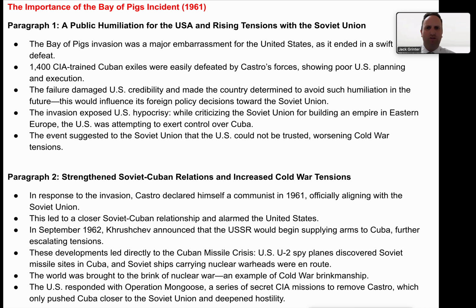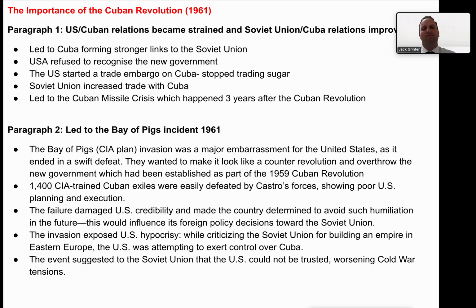So there's two important questions that you could get asked. They've never asked this one, the importance of the Cuban Revolution. It was an explain, at that time, the first question used to be explain two consequences. In 2019, the question was explain two consequences of the Cuban Revolution. But they've changed it for 2025, where it's going to be explain one consequence. So with this, why is it important? I'd say it led to US-Cuban relations getting worse, becoming strained.